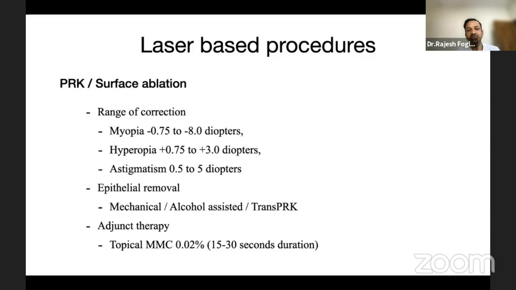Looking at PRK or surface ablation, it can correct a range of errors in myopia ranging from -0.75 to -8 diopters, hyperopia up to 3 diopters, and astigmatism up to 5 diopters. You can remove the epithelium mechanically or alcohol-assisted, or newer lasers have the trans-PRK. And often the adjunct therapy is used with topical mitomycin C to prevent haze, often used for a 15 to 30 seconds duration. However, this is an off-label use because the long-term effect of mitomycin on the endothelium is not yet proven.